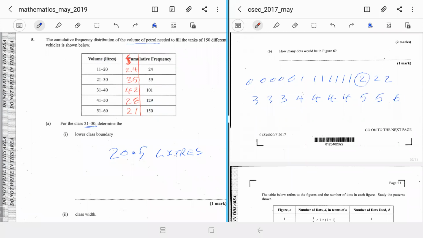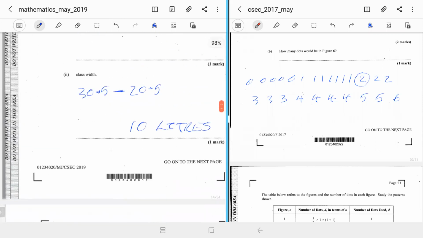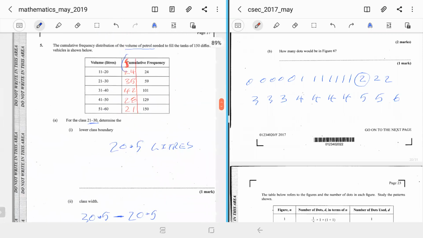But if you want the number in that set now, it's 42 of them in there. 42 of them use between 31 and 40. So this question's answer is 42. How many vehicles were recorded in the class interval 31 to 40? That's why it was so important for me to put in that frequency column. It tells me the number in each group. That's what the frequency is.